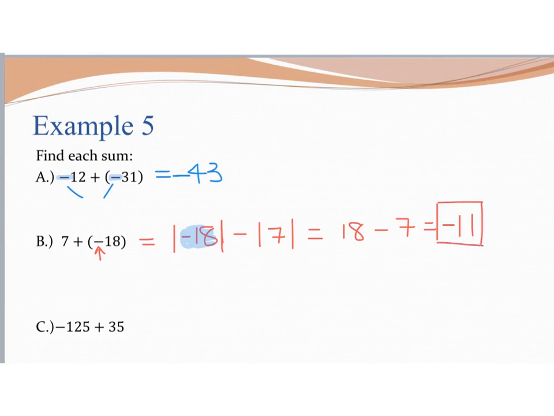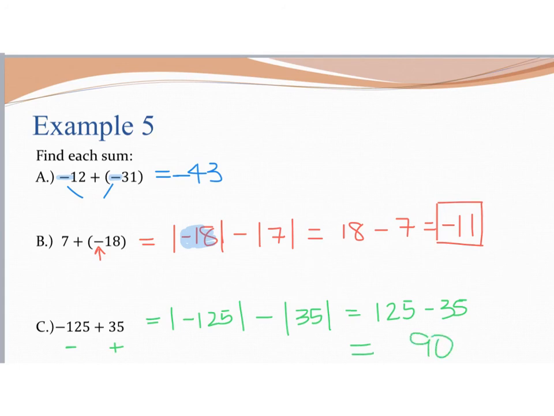And for the last one, we have negative 125 plus 35. So in this case, I have, again, two different signs. Here I have a negative, here I have a positive. So I'm going to take the absolute value of negative 125, and then subtract the absolute value of 35. So this is going to give me 125 minus 35, and this answer here will give me 90.